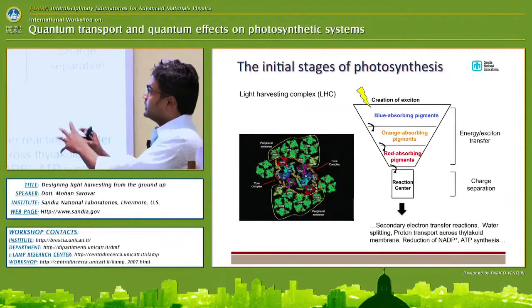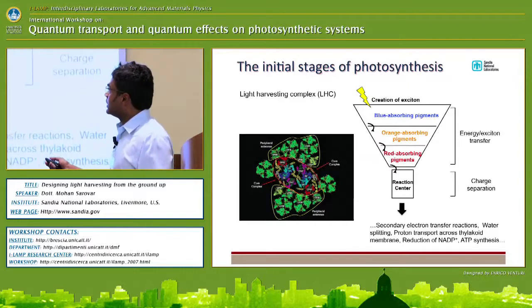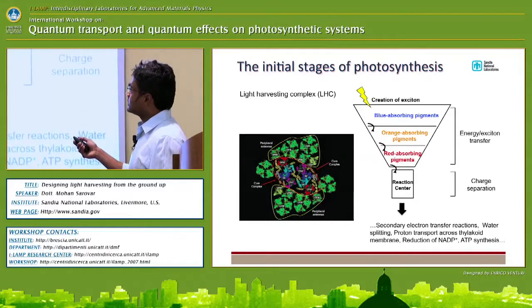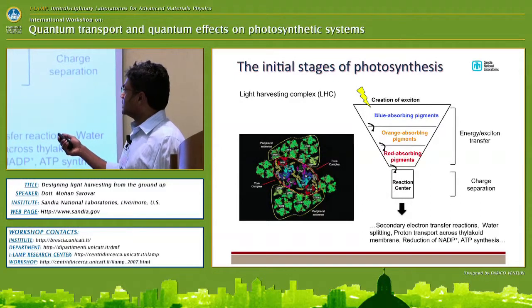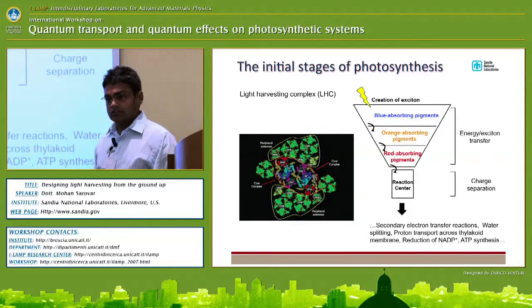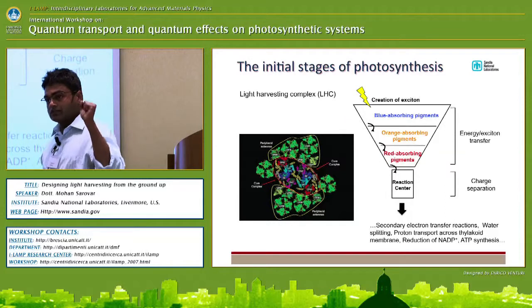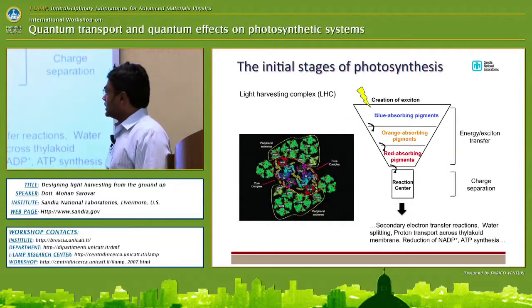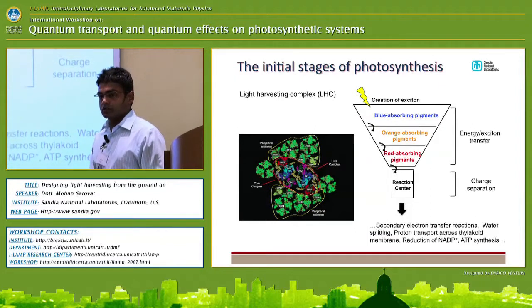And so if we zoom in on that area, what we call the initial stages of photosynthesis, it really looks like this. You have a creation of an exciton as a result of the absorption of a photon, and this exciton is funneled through a bunch of pigments to something called the reaction center, which is where you have charge separation, which is basically where the exciton is ripped apart into an electron and hole free carriers, and this provides a battery to fuel the rest of the chemical processes.